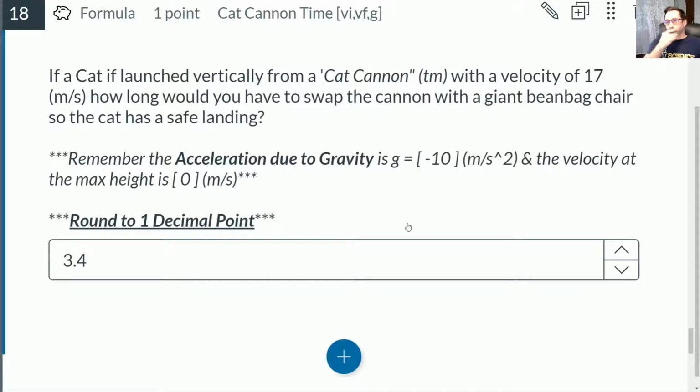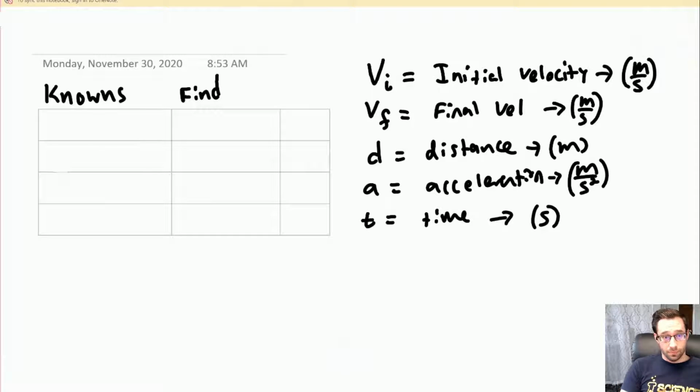Okay. All right. So does everybody understand the concept of the problem? The cat's going to be launched up into the air and it's going to come back down. I want to know how much time I have from the instant that it leaves the cannon, because then I can move the cannon to the point where it's just about to hit the ground. I want to make sure that it's safe by hitting the beanbag chair. So how much time do I get to swap them out? Okay. So that being said, what am I trying to find? Time.